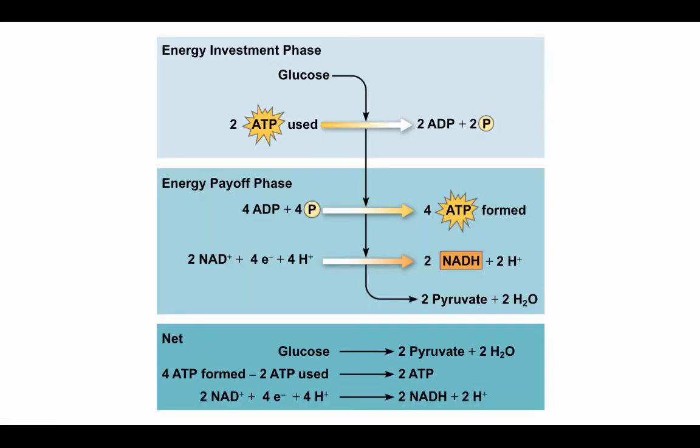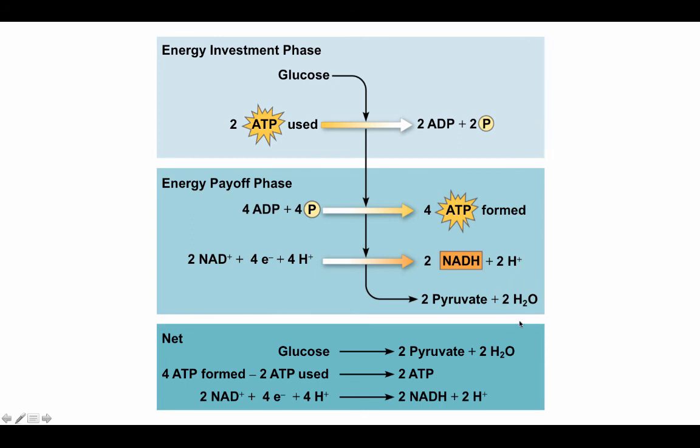So let's look at the bookkeeping now. We've got the energy investment phase where we have a glucose going in. We're going to use 2 ATP and what's going to come out, 2 ADP and 2 inorganic phosphates. In the energy payoff phase, we're going to gain 4 ATP by substrate level phosphorylation. Remember, those phosphate groups are going to come from those carbon chains that were phosphorylated in this first step. And we're going to reduce 2 NAD plus into 2 NADH and gain 2 protons in the bargain, and end up in the end with 2 pyruvate plus 2 water molecules.